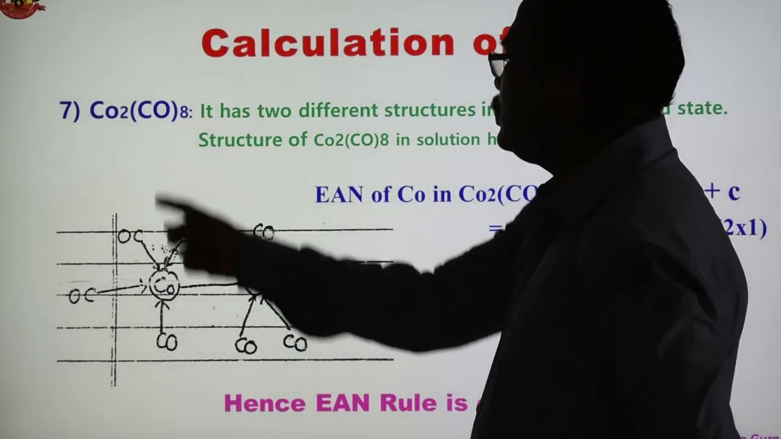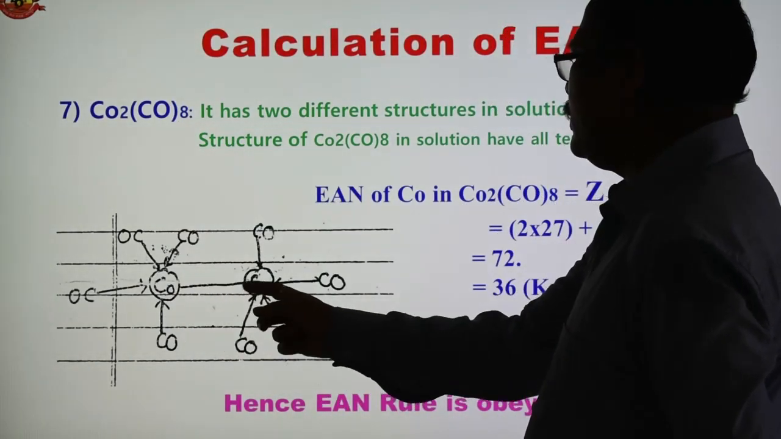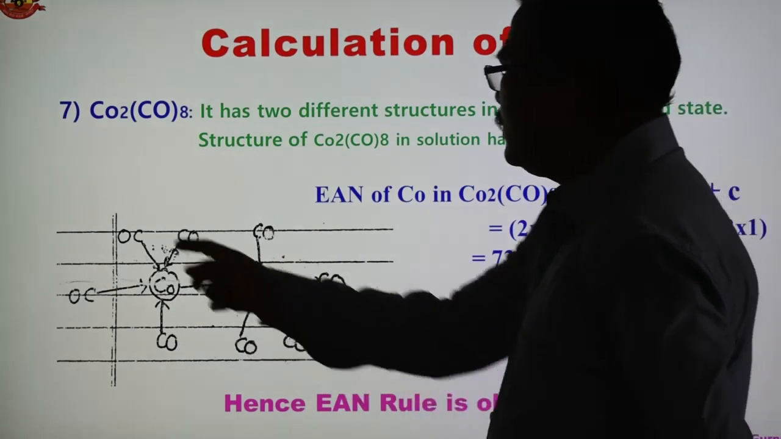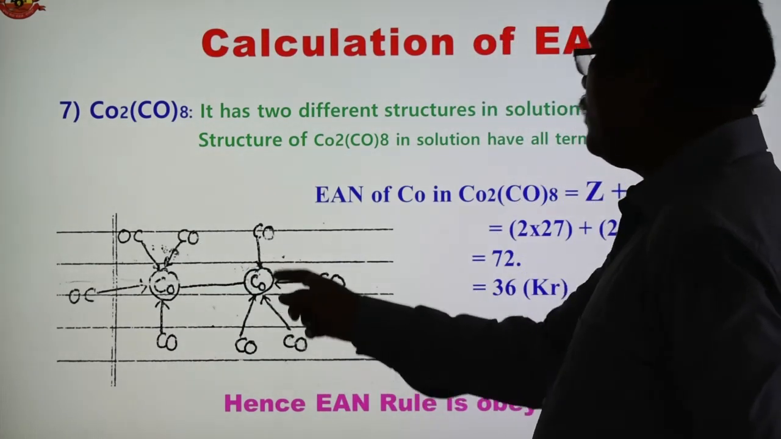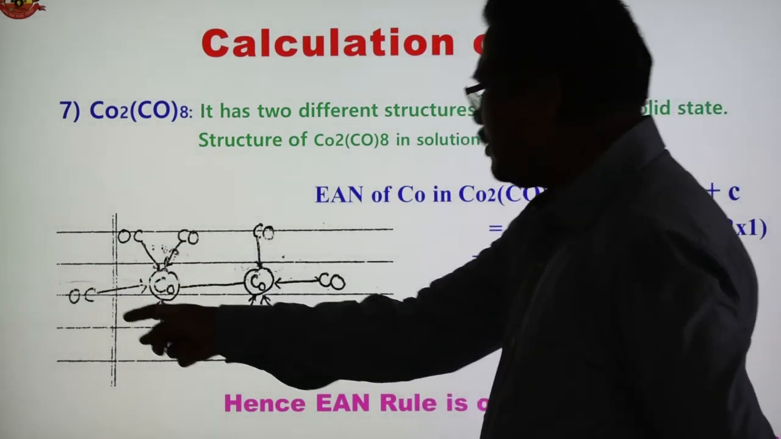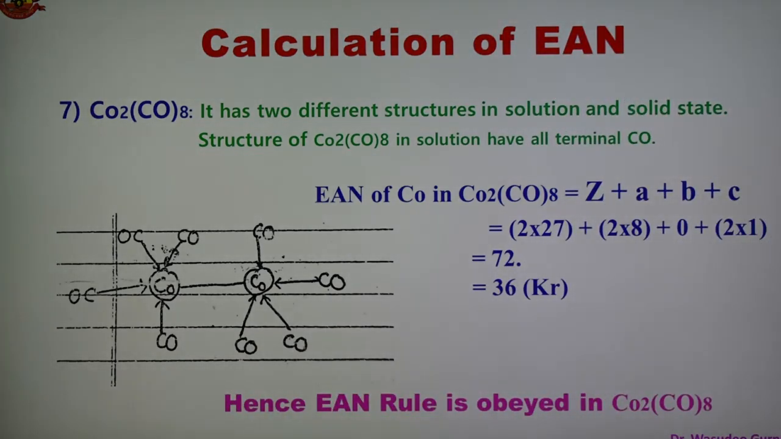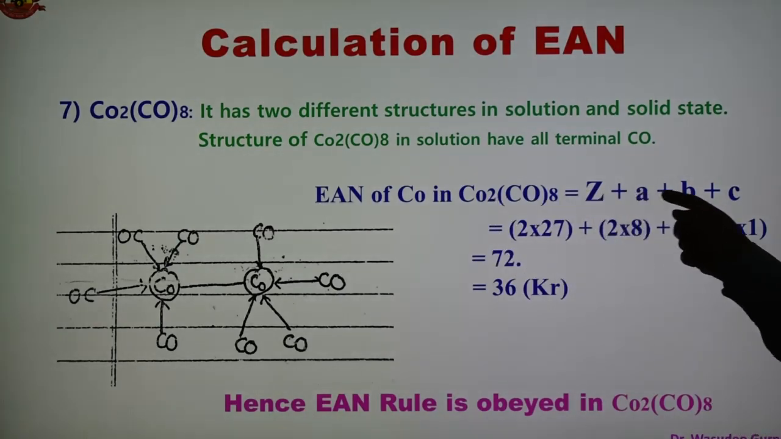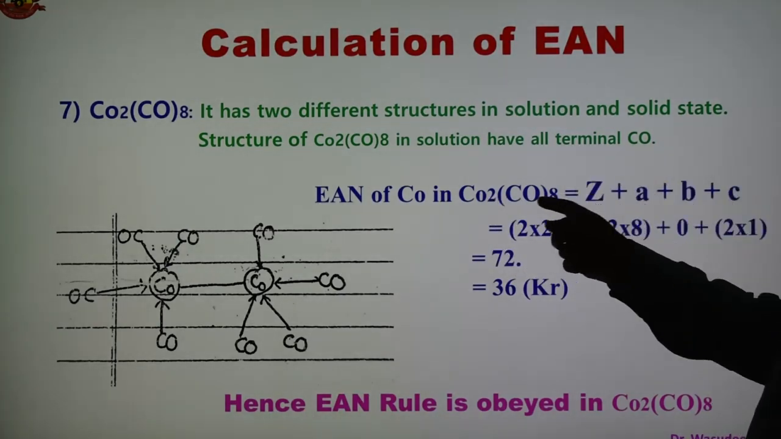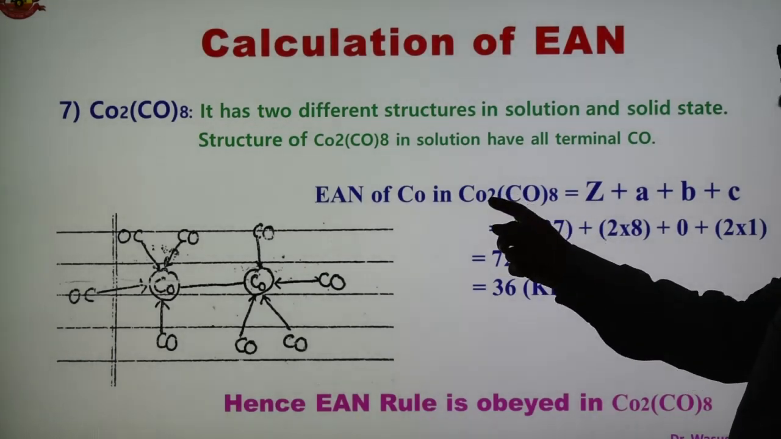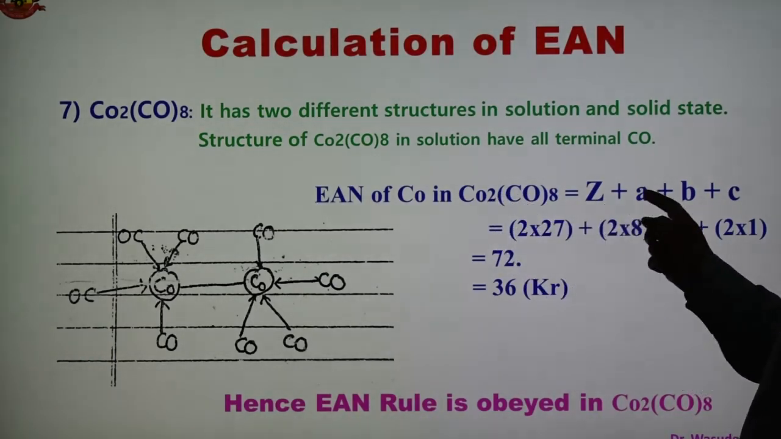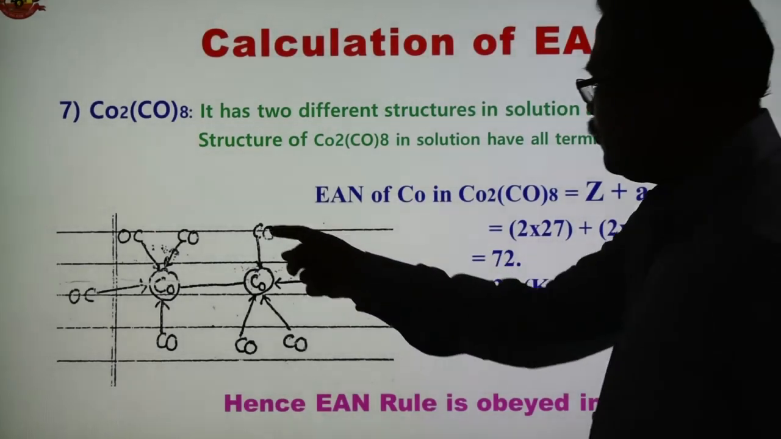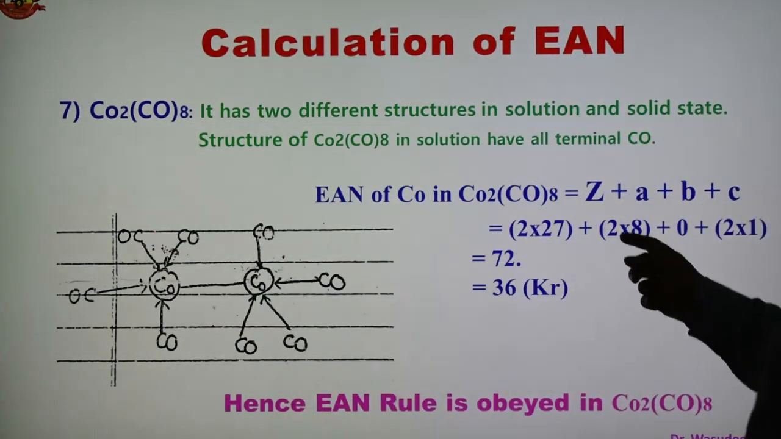In the structure shown here of this Co2(CO)8, the Co-Co metal bond is there, and 1, 2, 3, 4 carbonyls here and here also 4. So each cobalt has 4 terminal carbonyls, and the other cobalt has 4 terminal carbonyls. So the EAN of cobalt in Co2(CO)8, the formula is Z plus A plus B plus C. The atomic number of cobalt is 27, so 2 metals, so 2 into 27. Terminal carbonyls are 8, 4 on this and 4 on this, so 2 into 8.